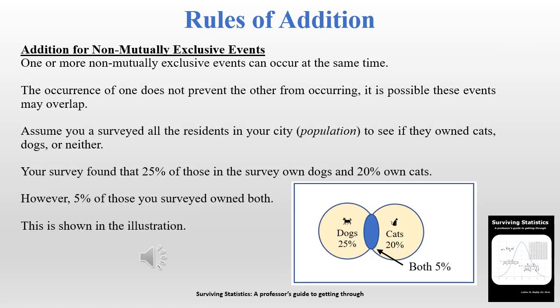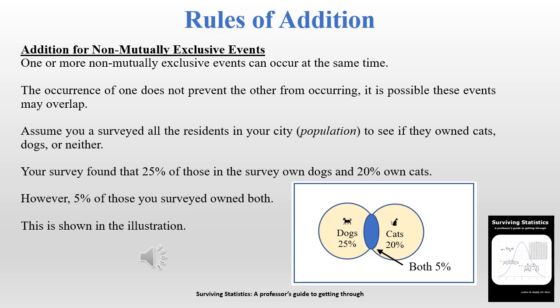Not all outcomes are mutually exclusive. Sometimes we can have one and the other outcome. A good example would be, let's assume that we survey everyone in your city, so that would be a population, and we ask them, do you own a dog, a cat, or neither one? As you can see with the Venn diagram here, we found that 25% owned dogs and 20% owned cats. However, we see that there's an intersection of 5% that own both.